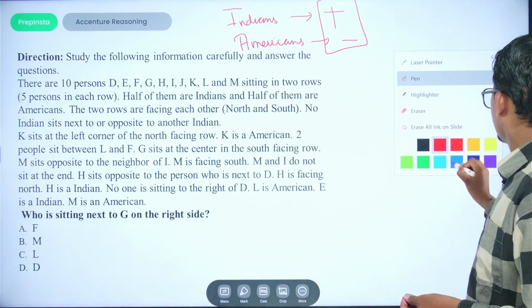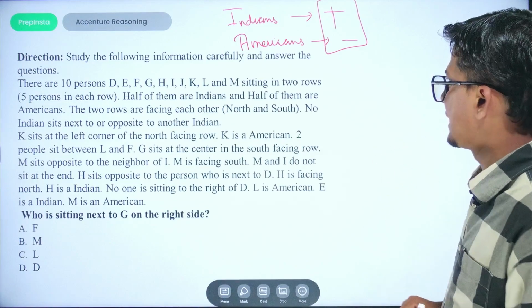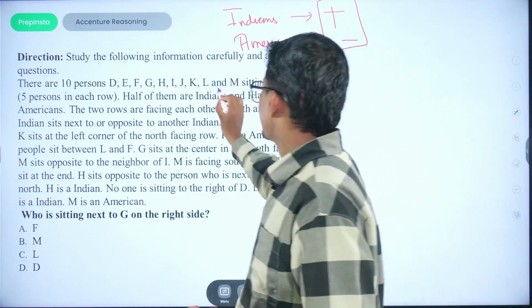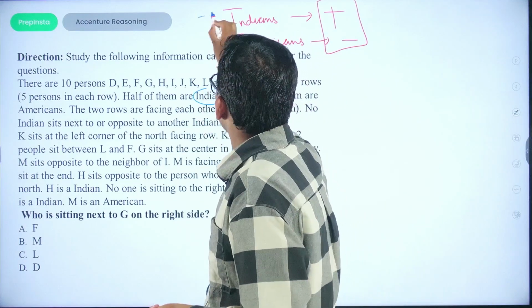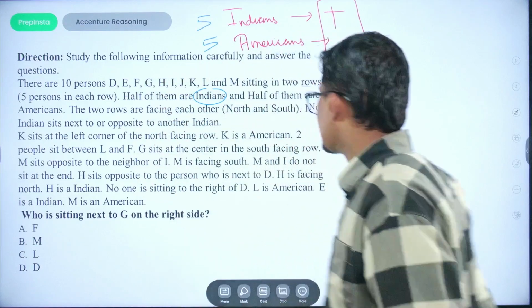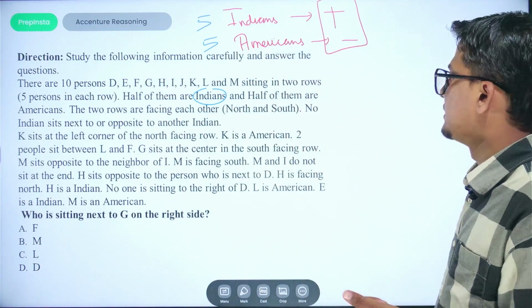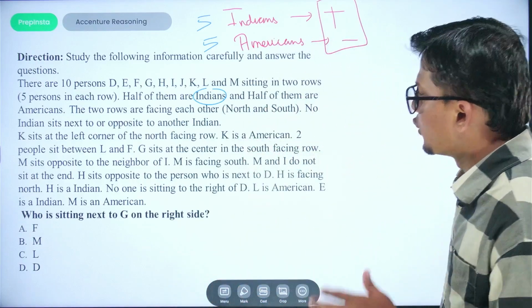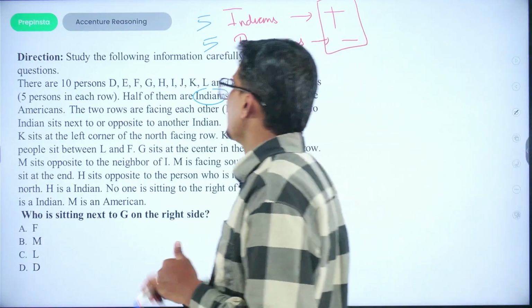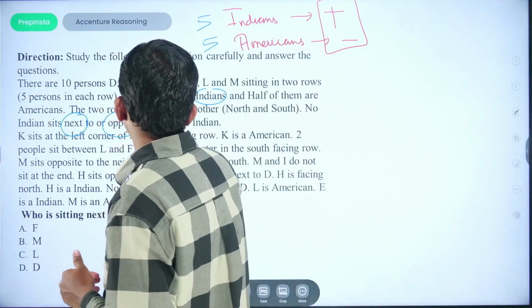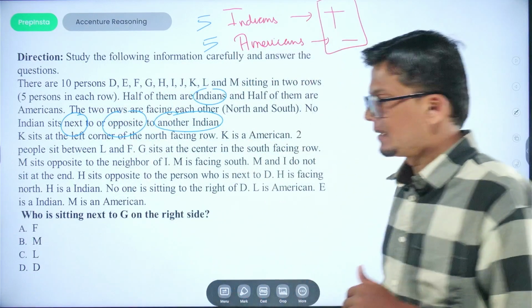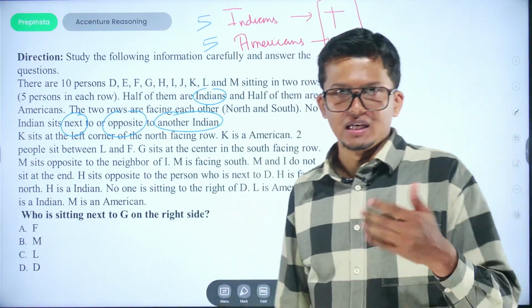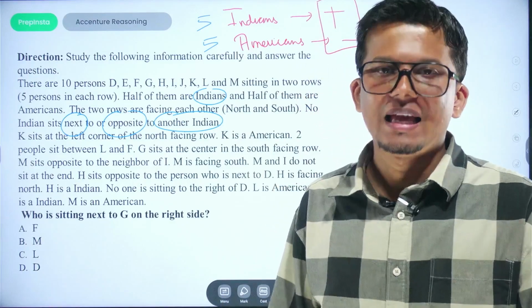Now let us draw the particular diagram for it. Half of them are Indians, that means 5 would be Indians and 5 would be Americans. There is one more condition given. The 2 rows are facing each other, north and south. No Indians sit next to or opposite to another Indian. That means every successive neighbor would be of different nationality.